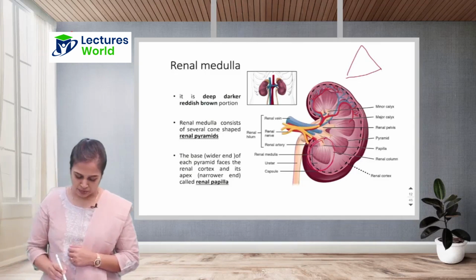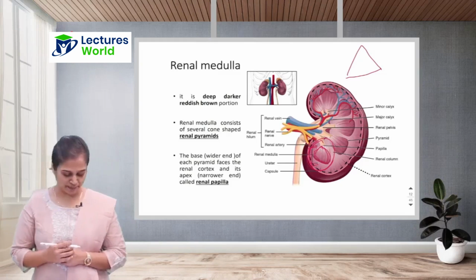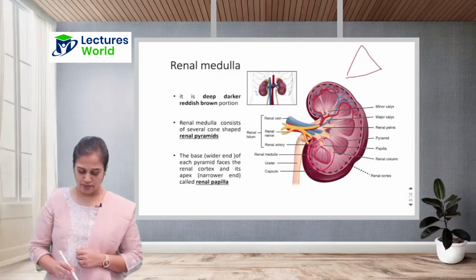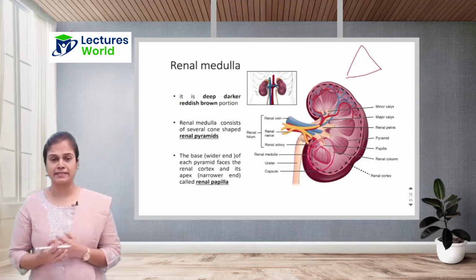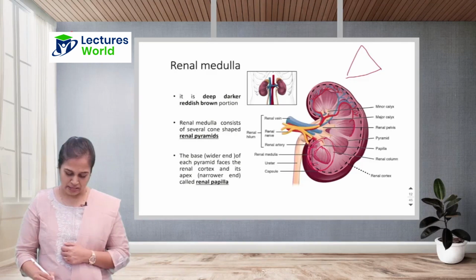It is called a renal pyramid. So you can see in the image, this is the renal medulla, and it has renal pyramids. It is cone shaped, and the base of each pyramid faces the renal cortex. So you can say this is the base of the renal pyramid, and it faces the cortex.